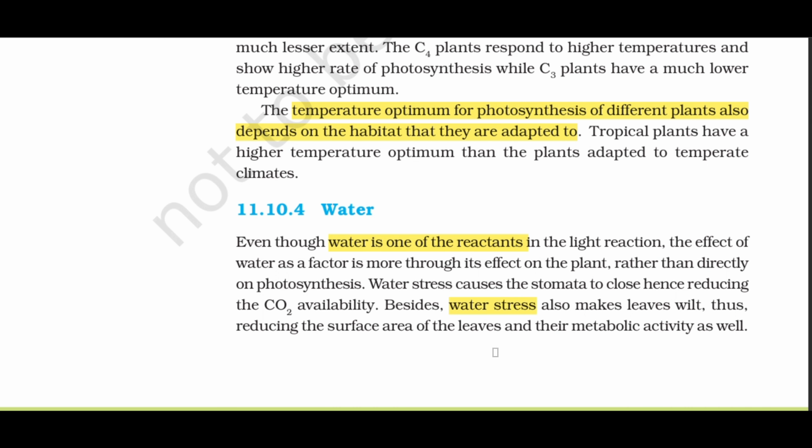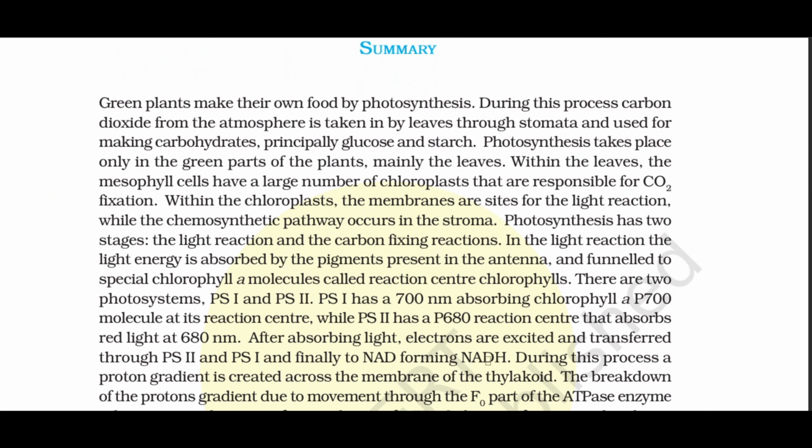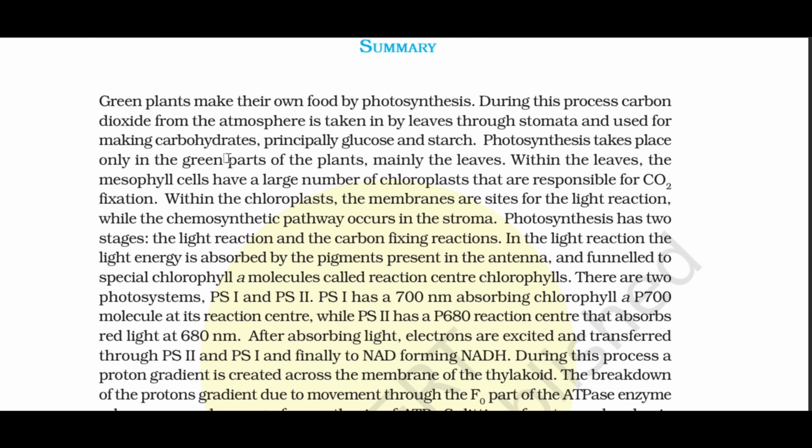Summary. Green plants make their own food by photosynthesis. During this process, carbon dioxide from the atmosphere is taken in by leaves through stomata and used for making carbohydrates, principally glucose and starch. Photosynthesis takes place only in the green parts of the plants, mainly the leaves. Within the leaves, the mesophyll cells have a large number of chloroplasts that are responsible for CO2 fixation. Within the chloroplasts, the membranes are sites for the light reaction, while the carbon-fixing pathway occurs in the stroma.